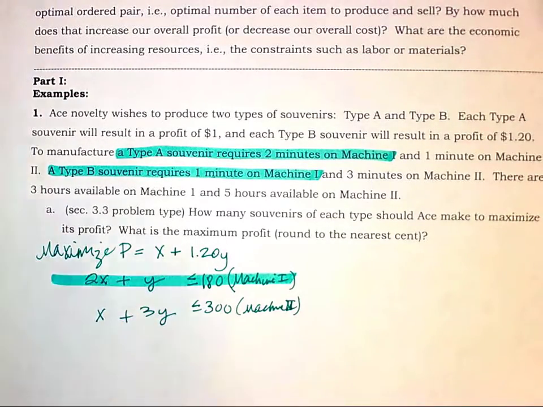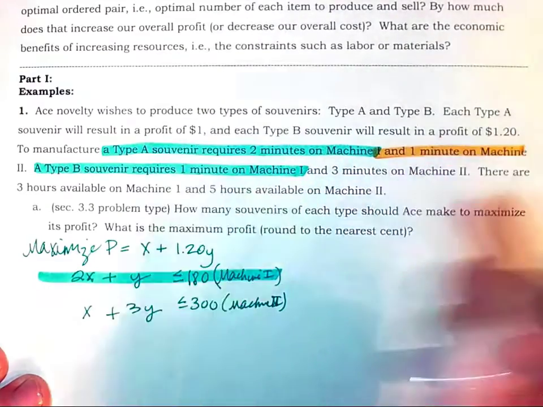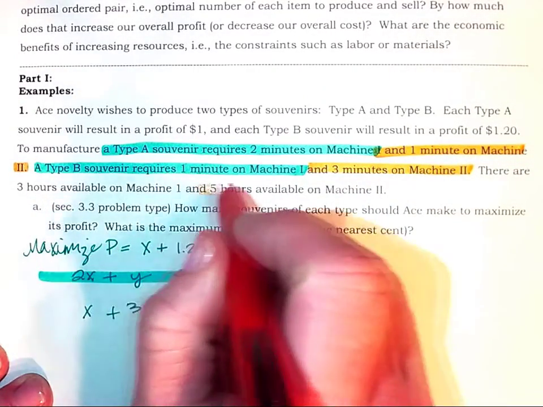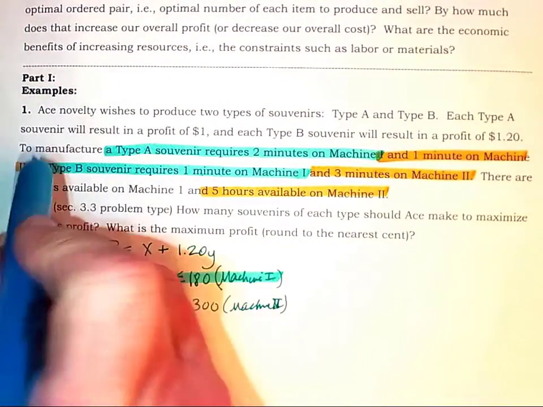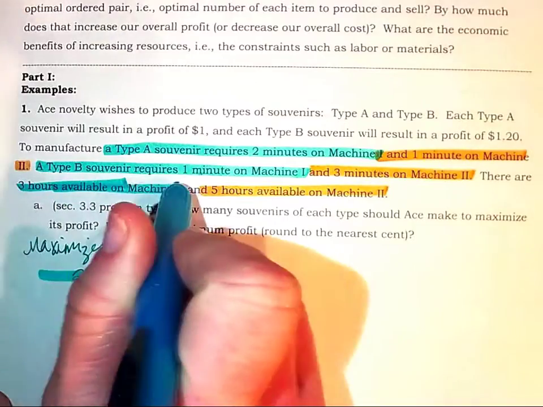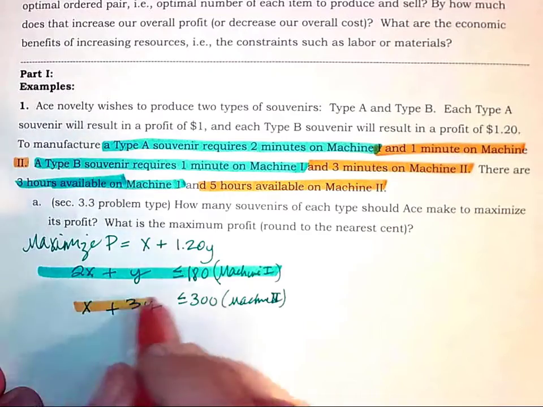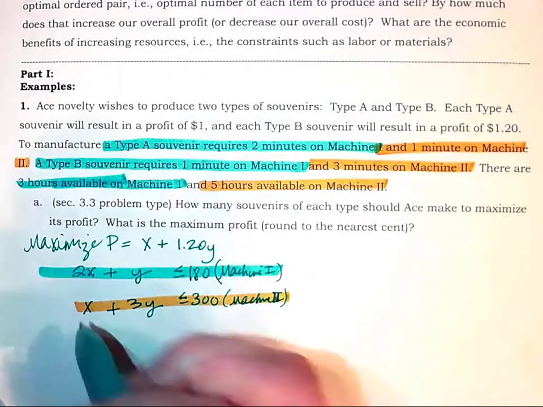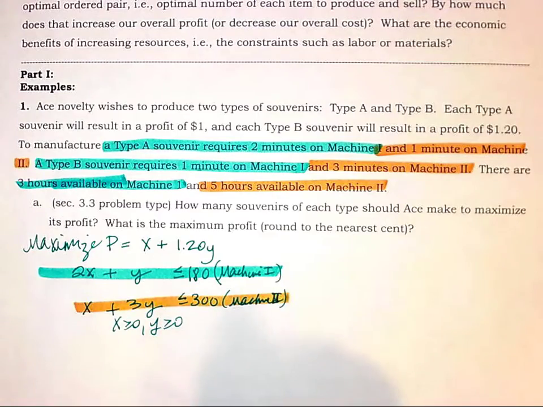So let's use a separate color for that one. And I don't have my little orange guide here. So we had 5 hours available there and 3 hours available here. So that's where those numbers are coming from. And we can't forget those non-negative constraints. Okay, so you got to have that X greater than or equal to 0 and Y greater than or equal to 0. Alright, so we need to graph this.